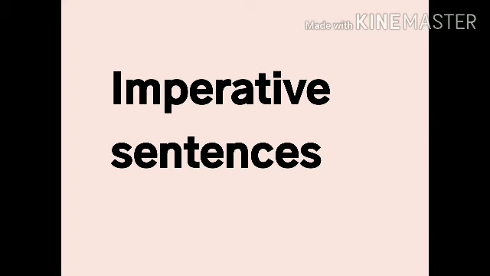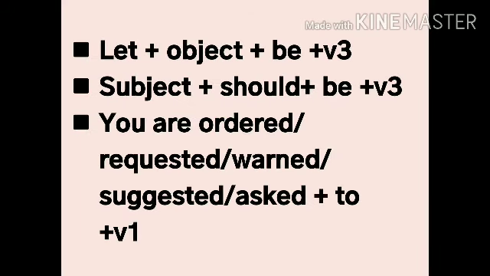Imperative sentences are nothing but sentences which are used to express an order, request, or suggestion. So there are three structures actually. We can stick to any one of these three. See the first structure: let plus object plus be plus V3. To convert an imperative sentence from active to passive, you can use this structure. Or see the next one: subject plus should be plus V3. And the third one is ordered, requested, warned, suggested, asked plus to plus V1.